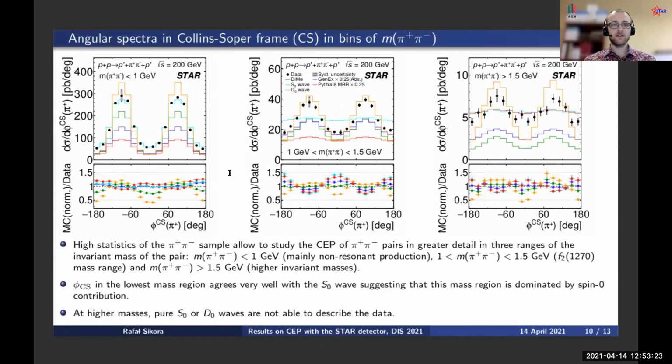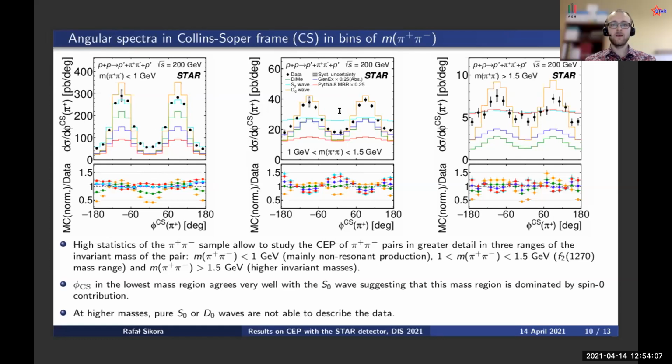We have also studied angular distributions of the central state particles for the pi plus pi minus system. In this slide we show the azimuthal angle in the Collins-Soper reference frame for the positively charged pion in three regions of the invariant mass of the pair. The left-hand side plot is for the mass below 1 GeV, the middle is for the mass between 1 and 1.5 GeV, on the right-hand side mass above 1.5 GeV. In the lowest mass region, we see that the data points are quite well described by the pure S0 wave.